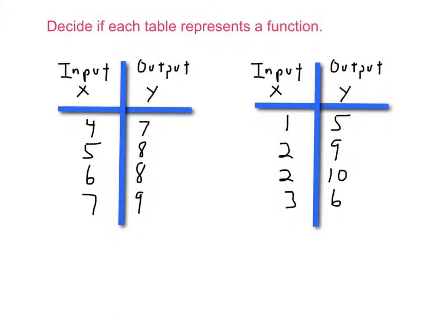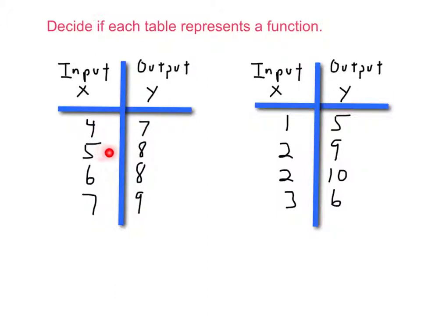Okay, in this example we're given 2 different tables, and in each case we want to decide whether the table represents a function or not. So again, what we're checking for is, does each input lead to exactly one output? So let's look at the table on the left. Looks like the input 4 leads to exactly one output, it's 7.